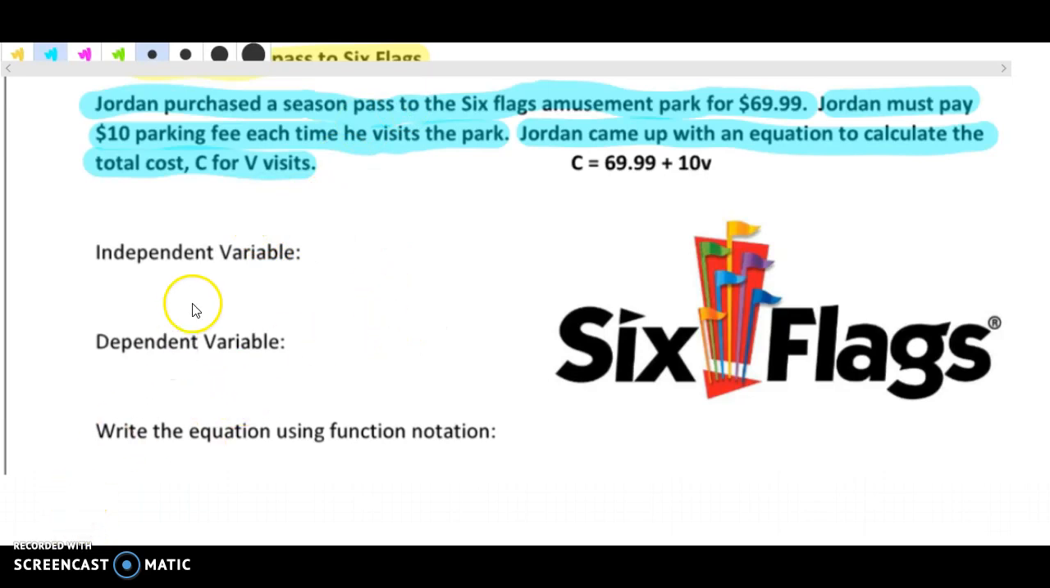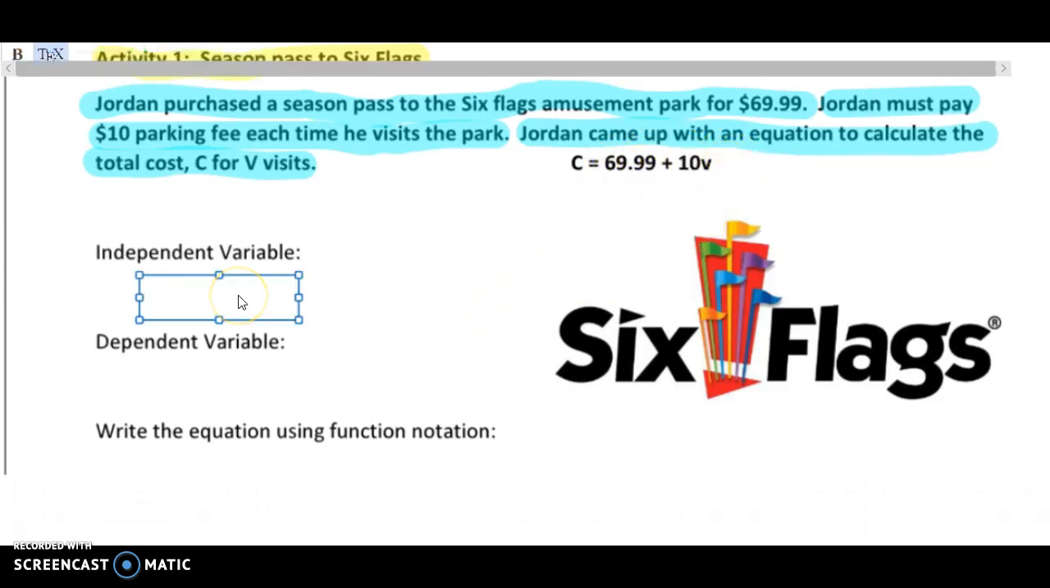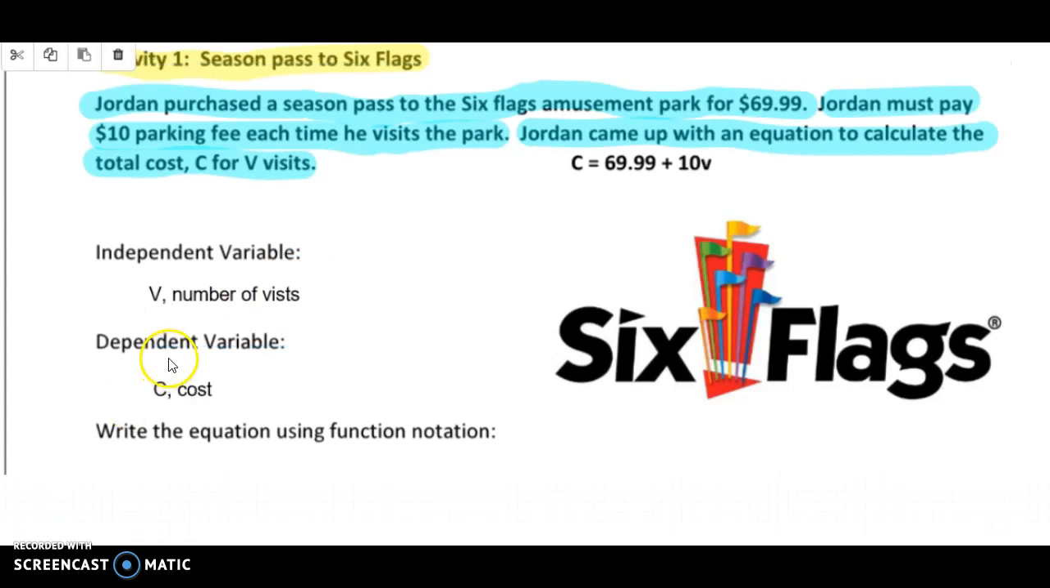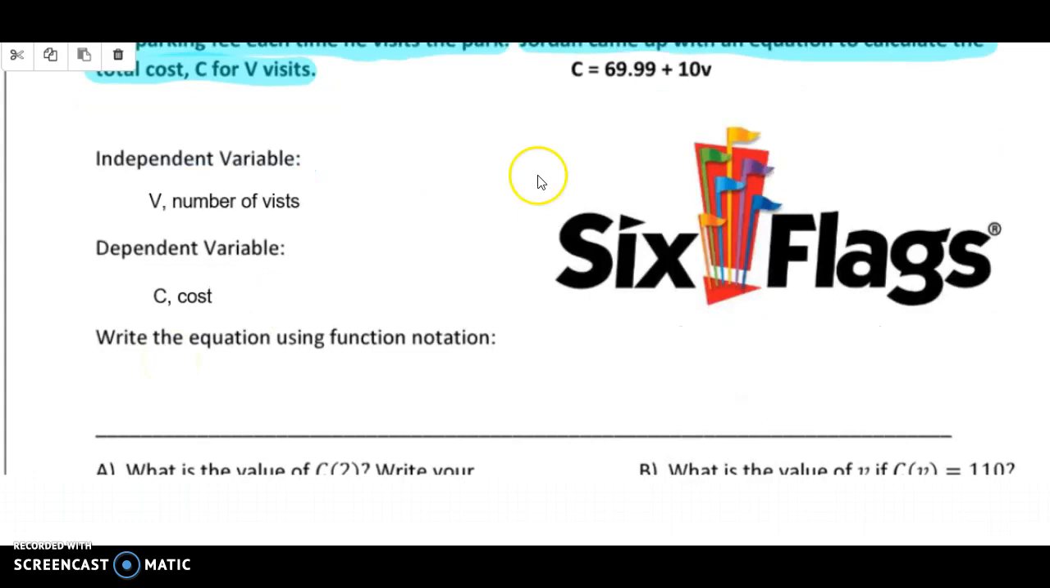In this case, the cost depends on the number of visits, right? If you go only once, then you'll have $69.99 plus $10. So I'm going to say V for number of visits is the independent variable, and C for cost is the dependent variable.